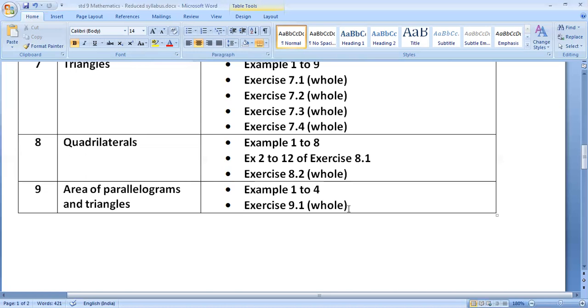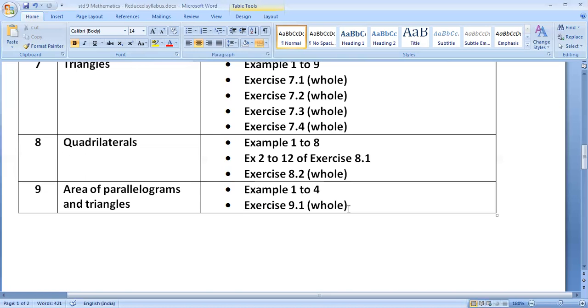Example 3 on the same page excluded. 162, example 4 is excluded. 162, example 9. Exercise 9.3, whole exercise is excluded from the syllabus. 164, exercise 9.4, optional exercise, which is definitely excluded, as we are not including the optional exercise always.